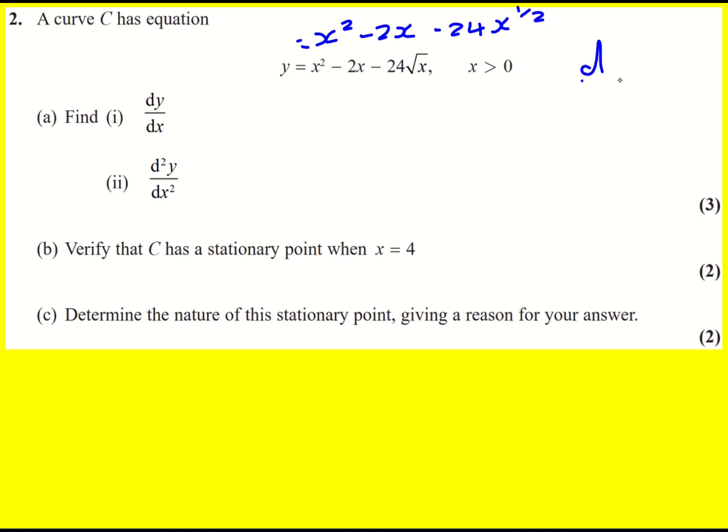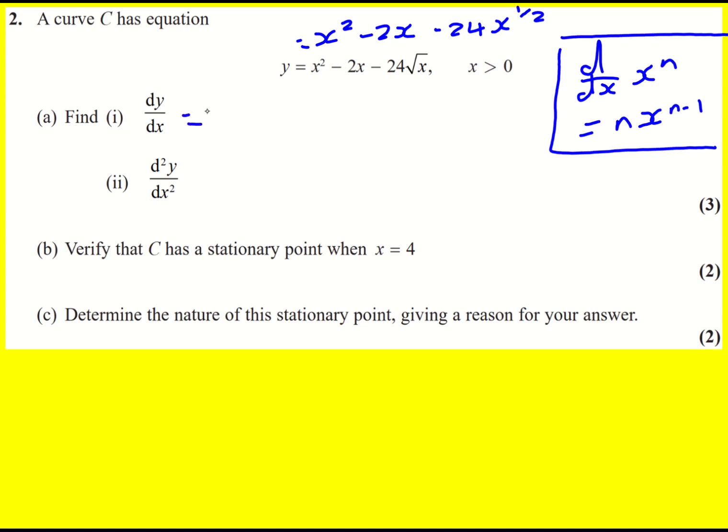Now I'm ready to use our rule from year 1, d by dx of x to the n. Bring the power down, reduce the power by 1. You can show that using first principles, but it's a rule to just learn and use. So we're going to get 2x minus 2. That's kind of a special case. It still works, by the way, this rule, but it's better to just remember that the 2x becomes 2 because it's basically the gradient of y equals 2x, which is 2.